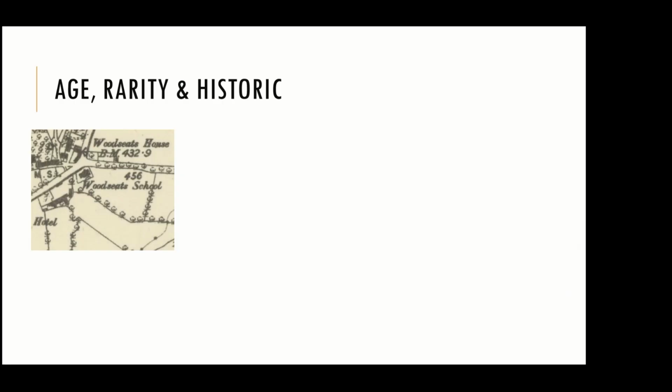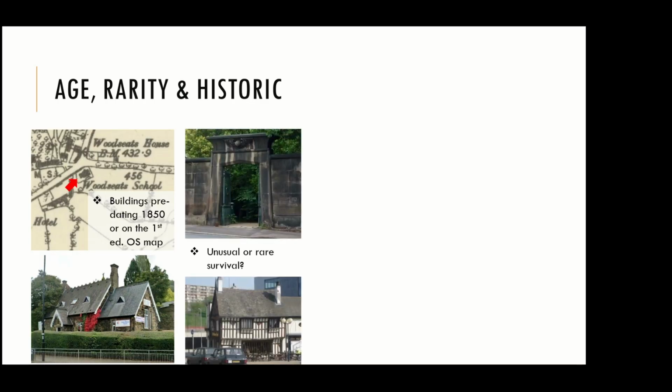So age, rarity, and historic interest. So that's the first edition OS, and the traditional cutoff that you see in listing, where they say buildings predating 1850 are more likely to be eligible for listing. The same occurs with local listing, that if you have a building which is on the first edition OS, then it meets the criteria for age.